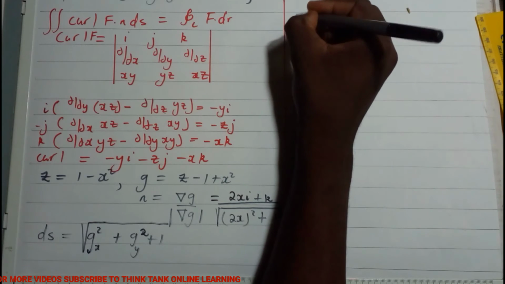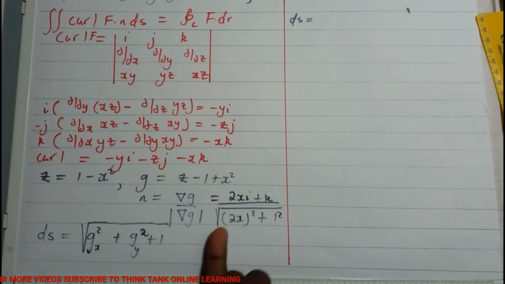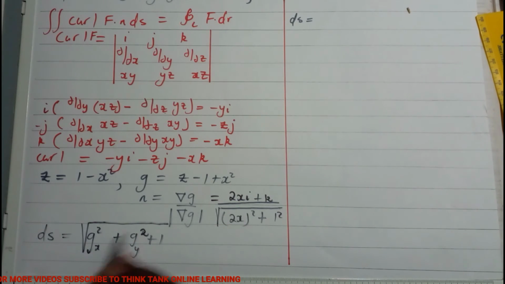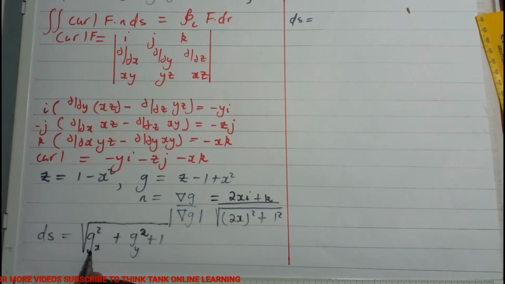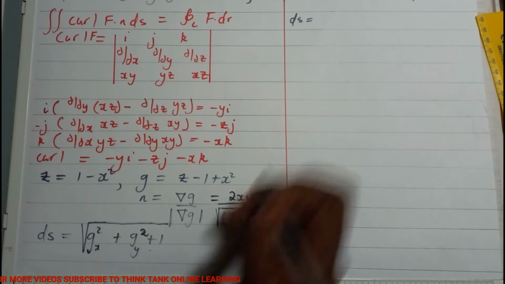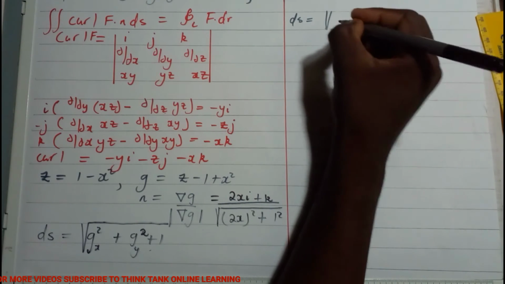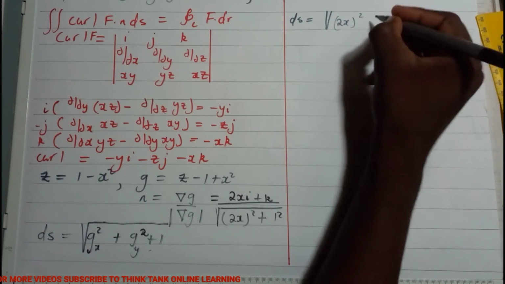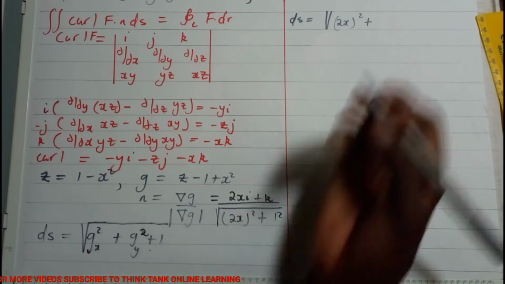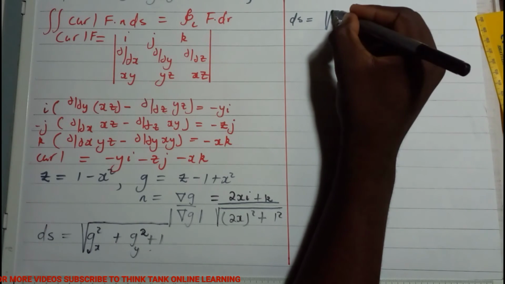So ds is going to be equal to, okay, the partial derivative of g with respect to x is just 2x, and the partial derivative of g with respect to y is 0 plus 1. So it's going to be 2x squared, since we have a squared here, plus 0 squared plus 1.